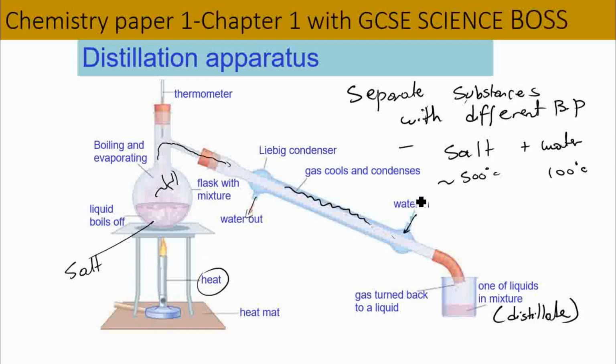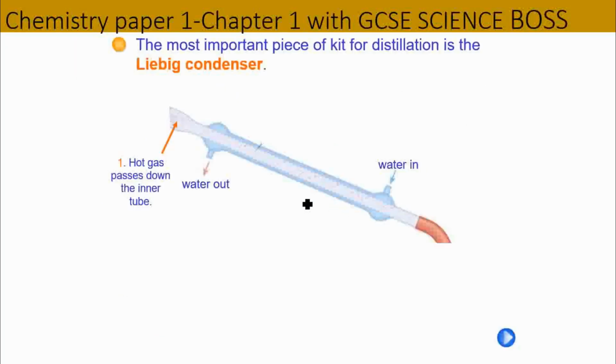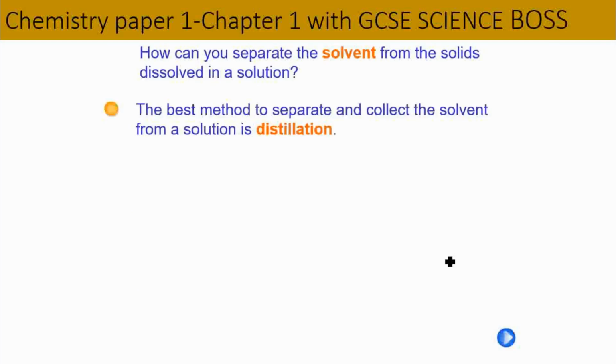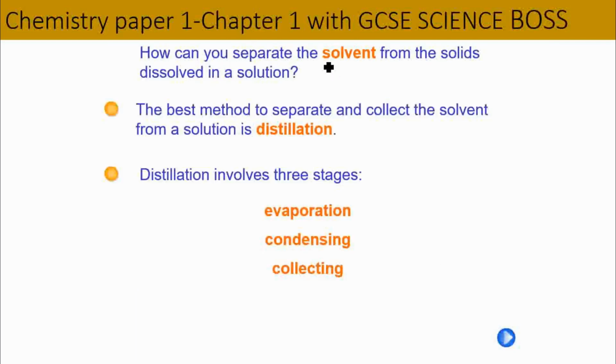Okay, good. All right, so just look at what's happening inside the Liebig condenser. Inside the Liebig condenser, the vapor is traveling down, but then you have water on the outside. It's like a jacket, which cools a tube on the inside, and then you have your cool water exiting. So distillation is used to separate a solvent from solid. The solvent is the substance that does the dissolving from the solid, and distillation occurs in three main phases. You have evaporation, condensing, and then you collect. Okay, too easy. All right, good.